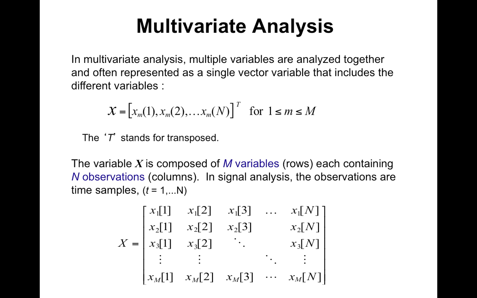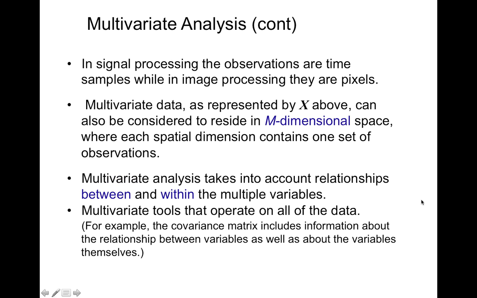We can represent that in signal analysis as a matrix, where your columns consist of time points, and your rows consist of the different variables or channels. So in signal processing, these observations are time samples. In image processing, they're pixels.